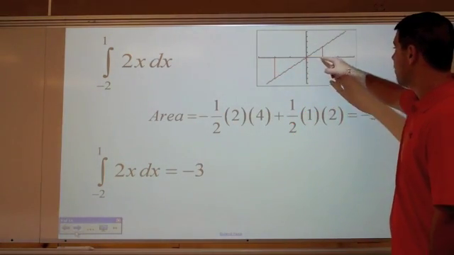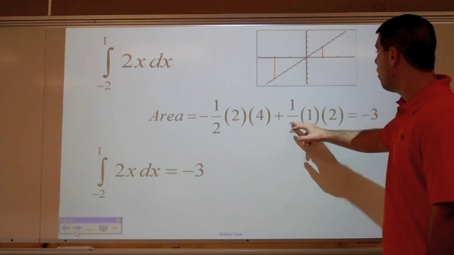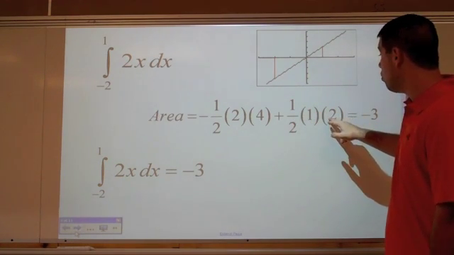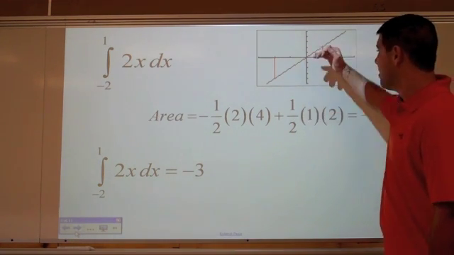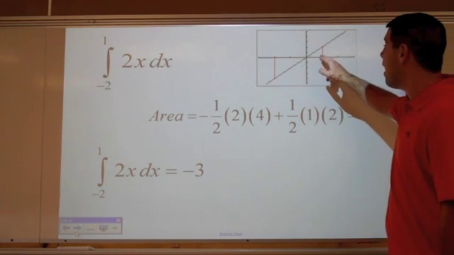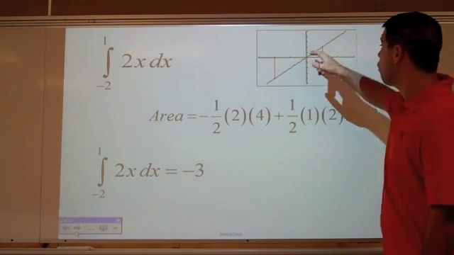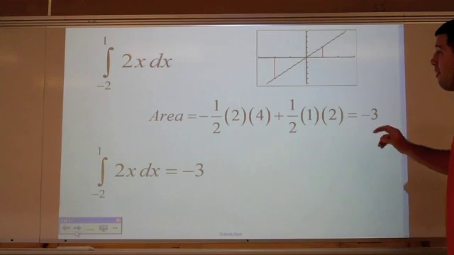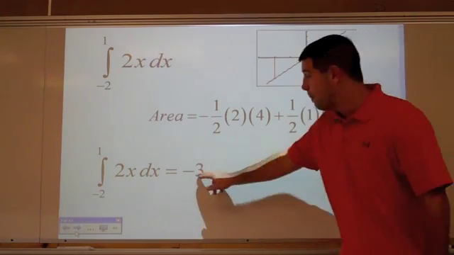Over here you have a base of 1, a height of 2. So 1/2 times 1 times 2 would give you 1. And since it's above the x-axis, it has an area of +1. So -4 and +1, overall the value of this definite integral would be -3.